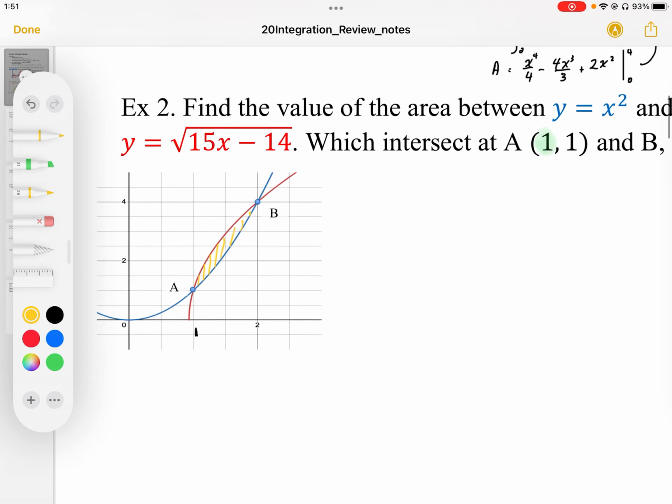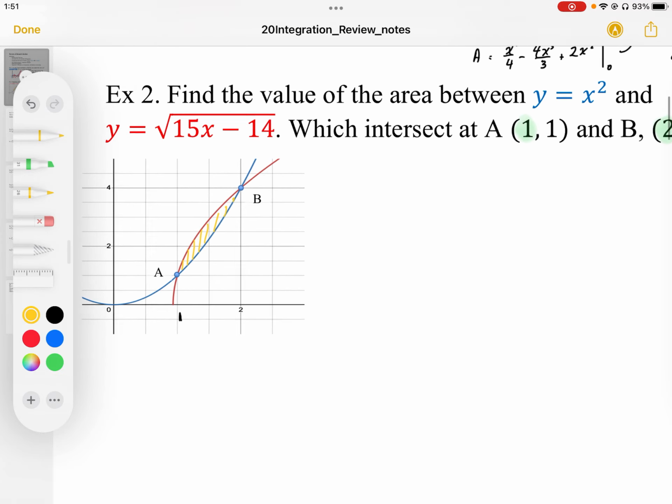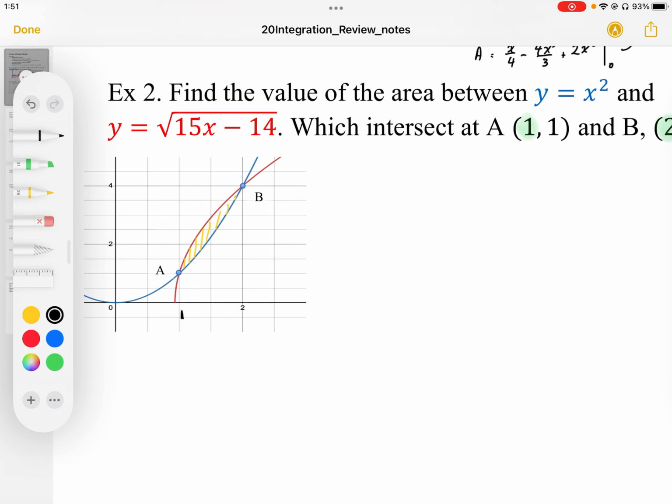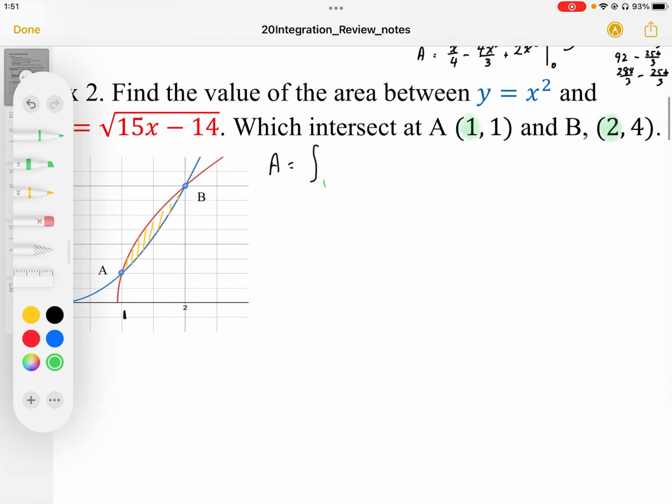So to do this, we need to set up the integral with the right bounds. The area that I'm looking for is equal to the area under the curve from x equals 1 to x equals 2. And when I do this, I need to do the upper bound minus the lower bound. So the upper function is the square root function, so it's going to be square root 15x minus 14. And then I'm going to subtract the lower bound, which is the x squared function. And then I'm going to multiply that by dx and sum this all up.